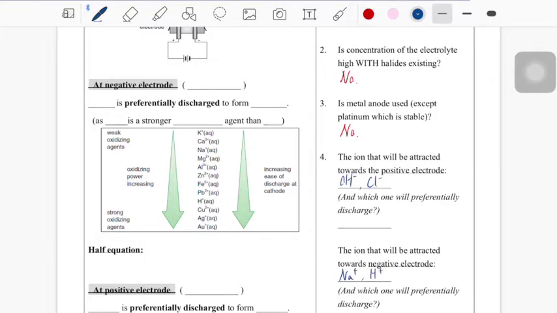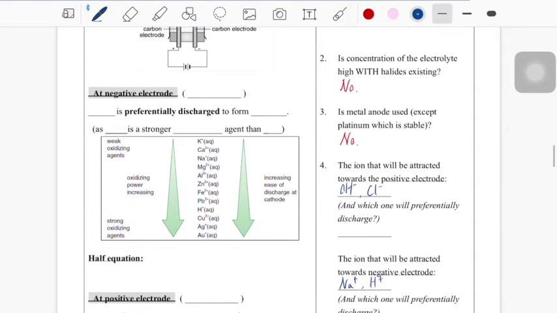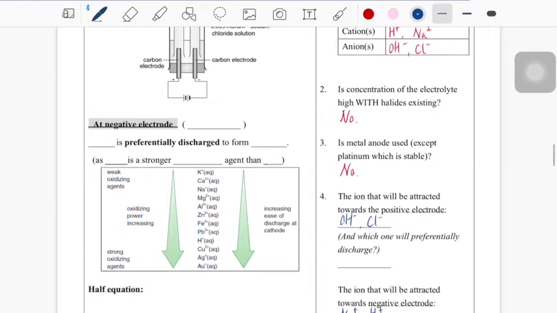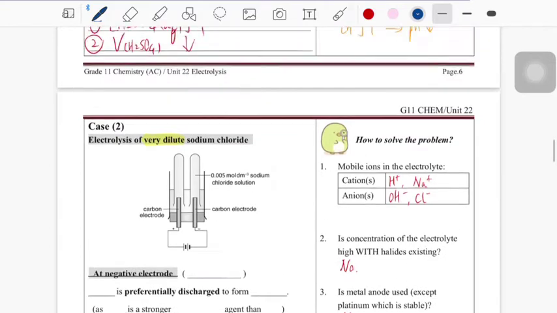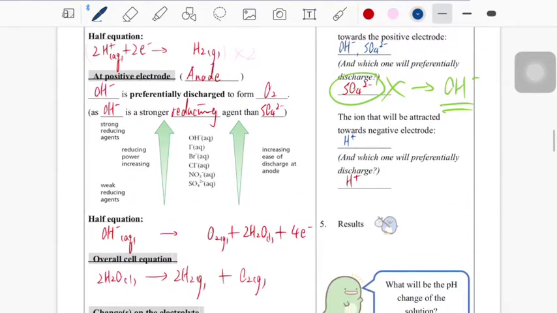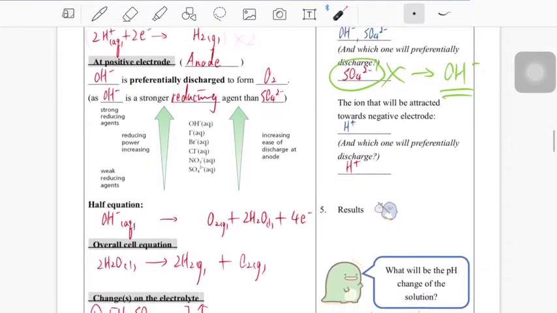Okay, so now we need to compare their position in the electrochemical series and decide which one will be discharged first. Let's look at the anion first. If we go back to page 6, we have a section of the electrochemical series here, and we can find that hydroxide ion is on the top, and we also have chloride ion in the middle.